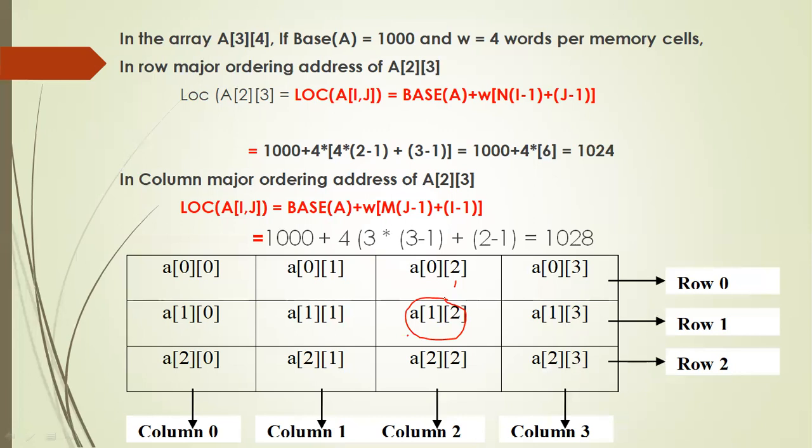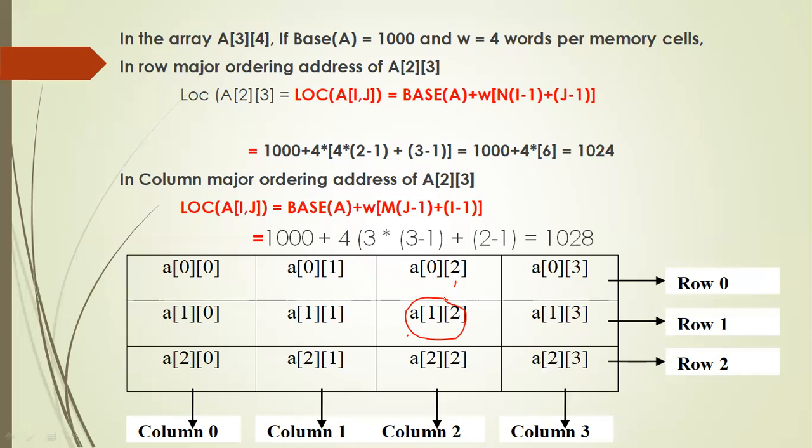Base address 1000 plus W, 4 only. M, number of rows, is 3, into J minus 1. J will be 3, so 3 minus 1 is 2. 2 into 3 is 6, plus I minus 1, where I is 2, so 2 minus 1 is 1. 6 plus 1 is 7, into 4. It becomes 1024.